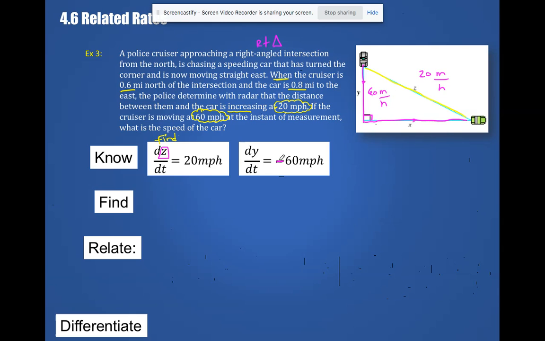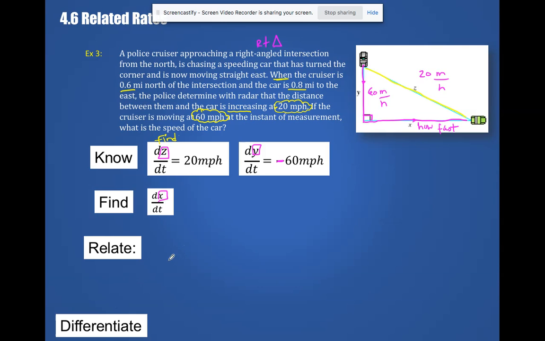Where's this negative coming from? Yeah, right? Going down. What am I trying to find then? I have 3 sides of a triangle. What am I trying to find? Trying to find how fast the car is going. So I'm trying to find that rate. Now relate. I have 3 sides of a triangle, X, Y, and Z.